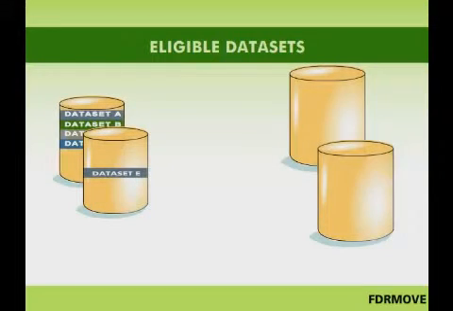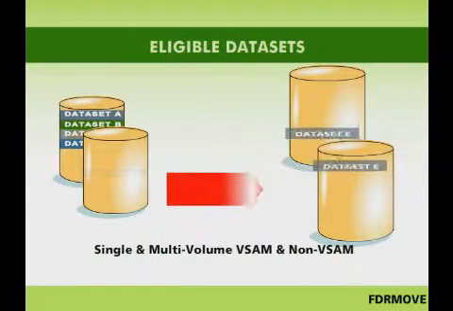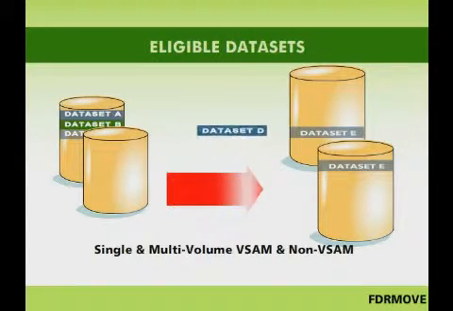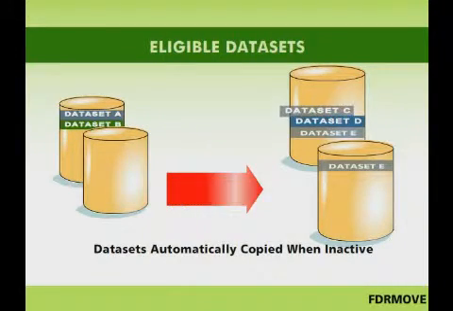FDRMOVE is able to move many types of datasets, including single and multi-volume VSAM and non-VSAM datasets. The datasets are constantly monitored throughout the MOVE or FASTMOVE operation and are automatically moved to their new destination as they become inactive.